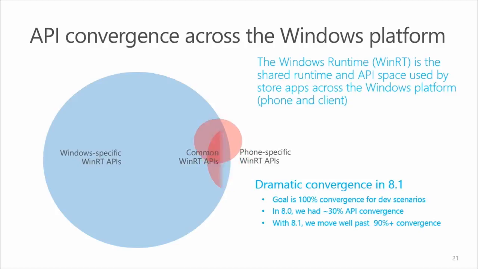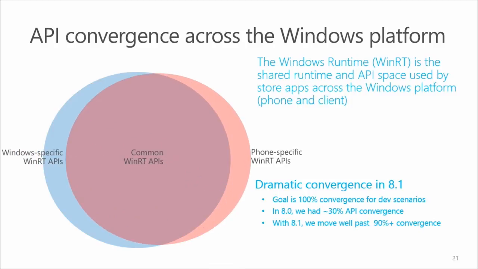But then, with this release, this is where we've come to. So over 90% of the APIs are exactly the same on big Windows and Windows Phone. Why is it not 100%? Well, there are a few little edge cases where some stuff only makes sense on phone and some stuff only makes sense on big Windows.